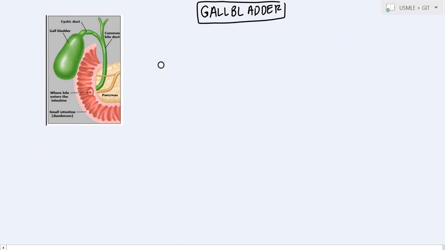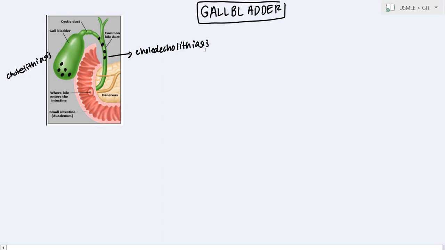So first thing, you can have stones in two locations. Firstly, you can have stones in the gallbladder itself. This is called cholelithiasis. And then you can have stones in the duct. And this is called choledocholithiasis.